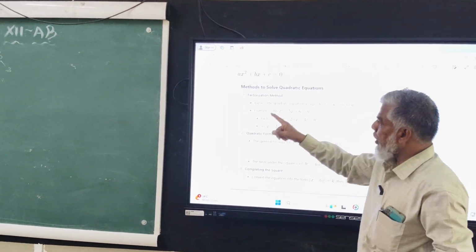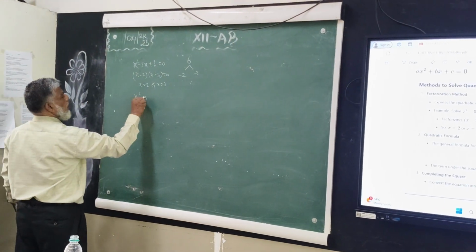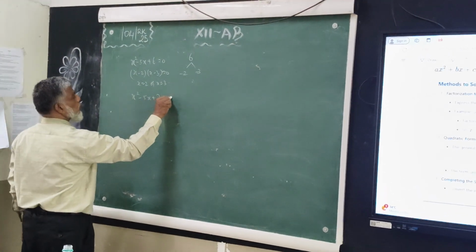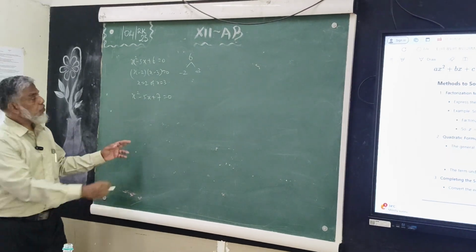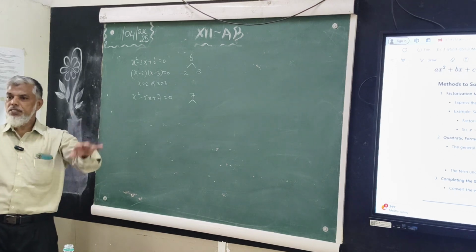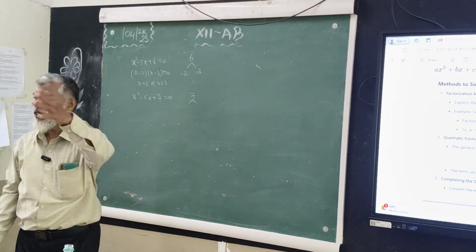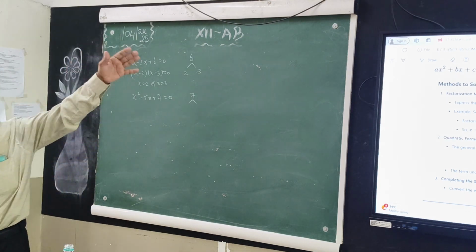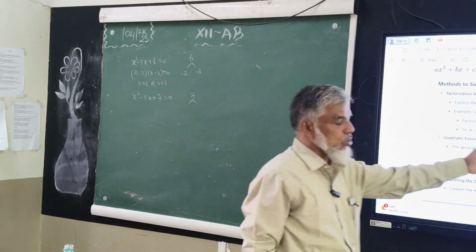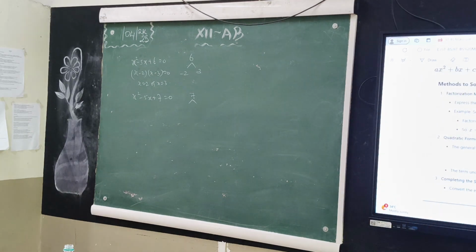Suppose we cannot write like, for example, this one, x square minus 5x plus 7 equal to 0. If your product is 7, if you add, you will never get 7. Therefore, what formula you have to use? Minus b plus or minus root of b square minus 4ac. That formula you have to use for finding the value.